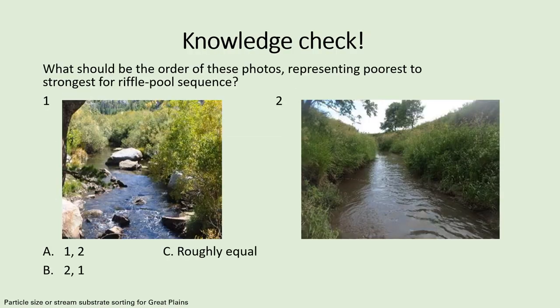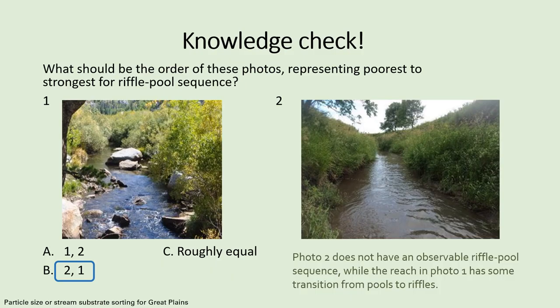Knowledge check. What should be the order of these photos representing poorest to strongest for riffle-pool sequence? A. 1, 2, B. 2, 1, C. Both are roughly equal in strength. The answer is B. 2, 1. Photo 2 does not have an observable riffle-pool sequence. The reach in photo 1 has some transition from pools to riffles.